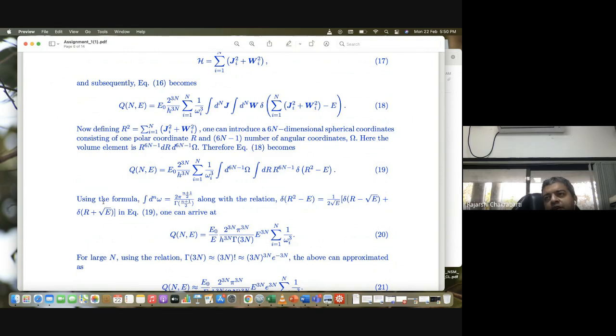So you have a delta function of x square minus constant. So it is actually delta of x minus root over that constant, plus delta of x plus root over that constant, divided by 2 times root over that constant. This is just a mathematical identity for the delta function.